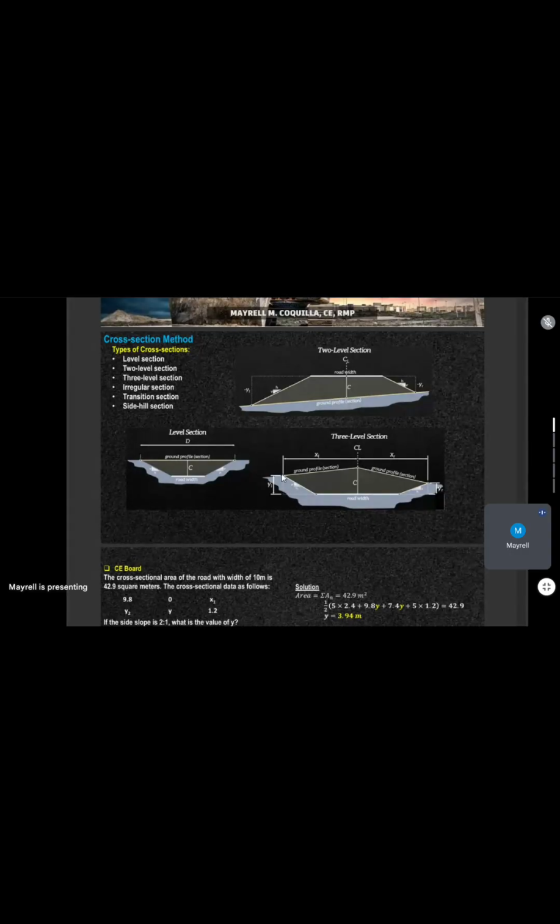So you have your ground profile here from this point, and at this point, then at this point. So you have your ground profile in three levels. Then you have your road width here. So that also means that this area or this part is to be excavated. So let's have example problems for this.